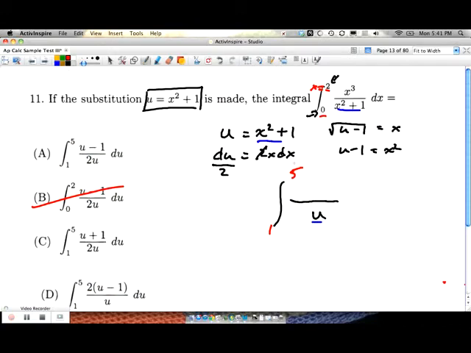Dx is going to be du over 2x, or x dx. So right now I have x cubed dx. Well, let's see what we got here. This x cubed would actually be an x squared and an x. I could break that up. So then the x dx is going to be 1/2 du. And the x squared is u minus 1.